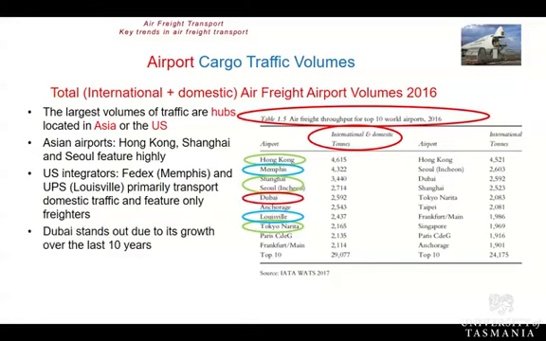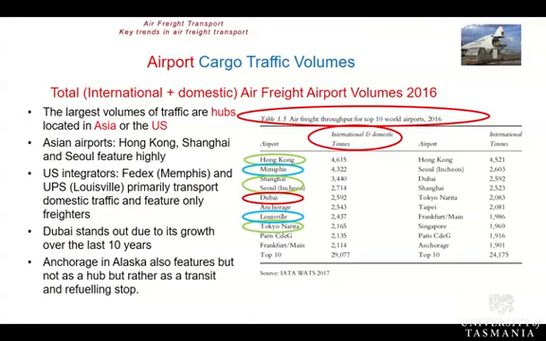An interesting one in the mix is Dubai. Dubai stands out mainly because of its growth over the last 20 years in that particular region. Probably the odd one out is Anchorage, and you wouldn't really call Anchorage a hub. Anchorage is more a refuelling stop or a transit base. So just a little bit different from the other ones. And making up that top 10, we've got a couple of airports out of Europe.